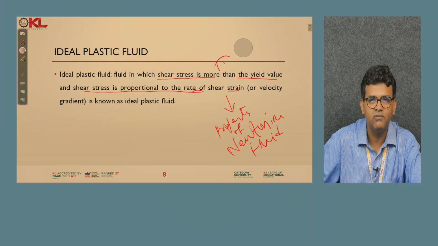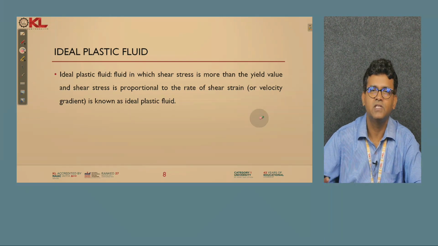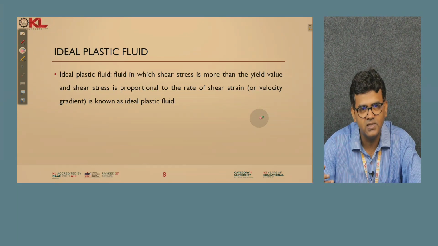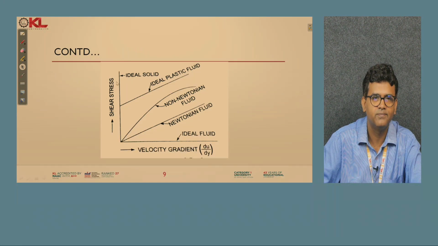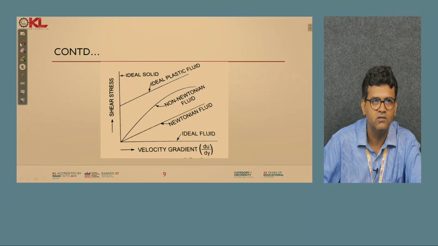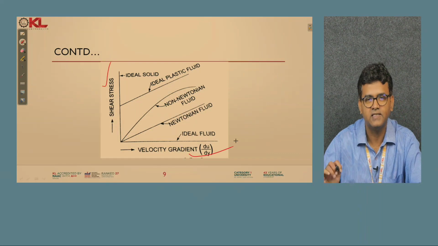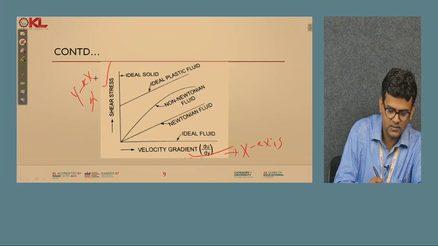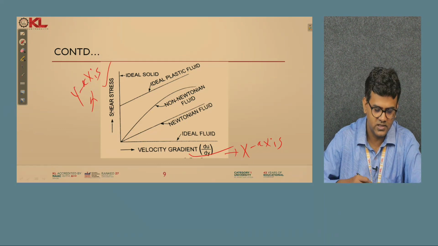So ideal plastic fluid, how can we define? It has two statements. One is the shear stress is more than the yield value. That means you are getting the output when the shear stress exceeds a certain value, that is the yield value. And the second statement is the shear stress is proportional to the velocity gradient. So let's see from the graph. Here the shear stress is on the y-axis, and the velocity gradient is on the x-axis. So velocity gradient du upon dy, and shear stress you can write as tau.